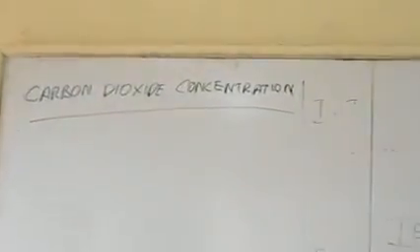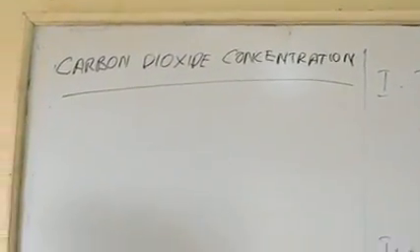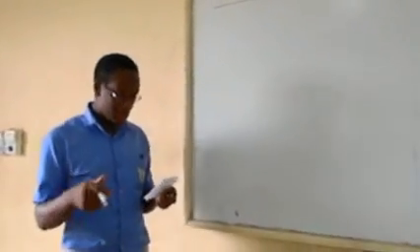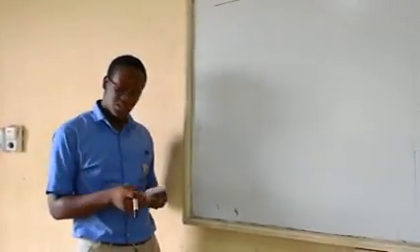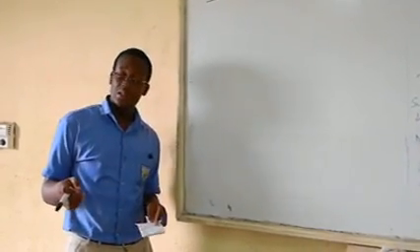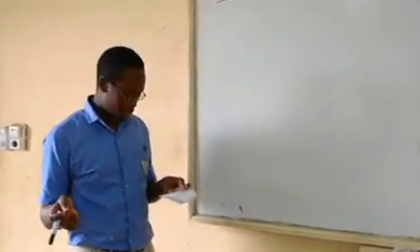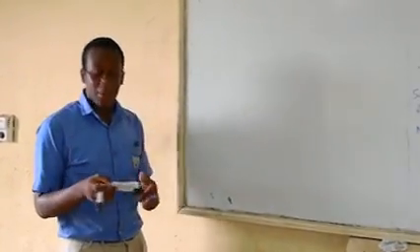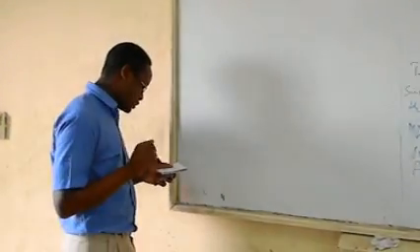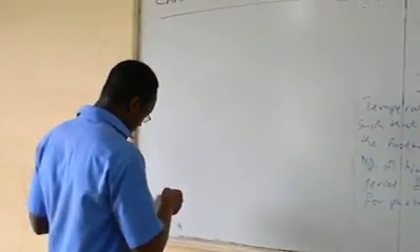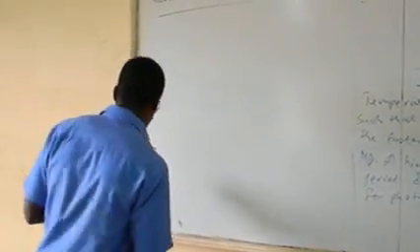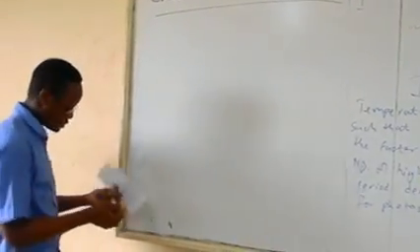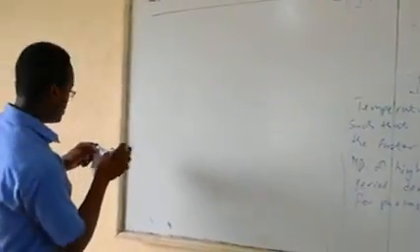Carbon dioxide concentration. So, carbon dioxide utilized by land plants is absorbed by leaves from the atmosphere. If a plant is deprived of carbon dioxide, no photosynthesis will occur. This indicates the importance of carbon dioxide in photosynthesis. Carbon dioxide reduces in the dark reaction to form carbohydrates. So let's write something about carbon dioxide concentration.